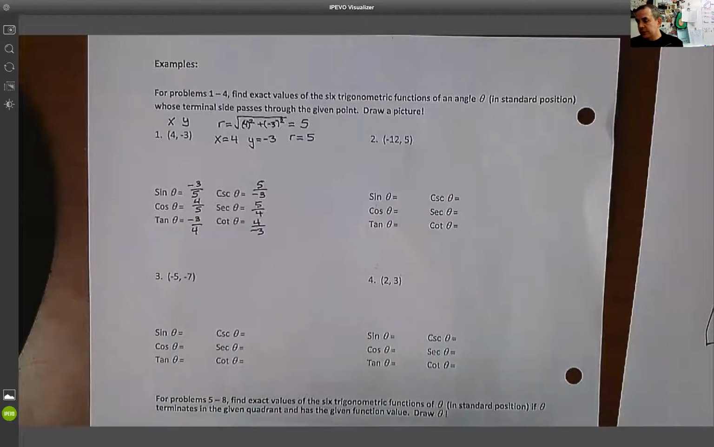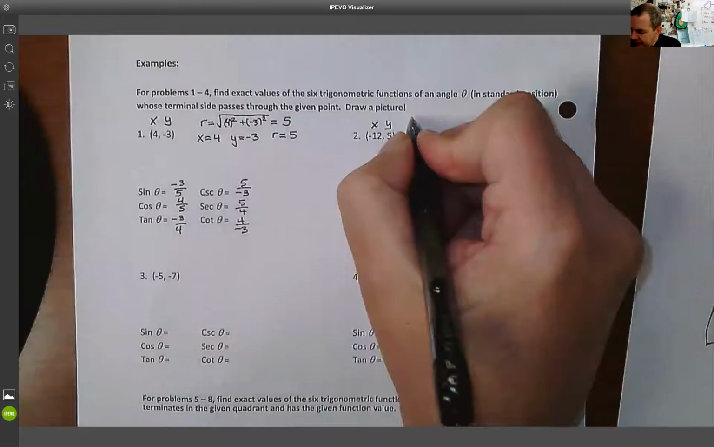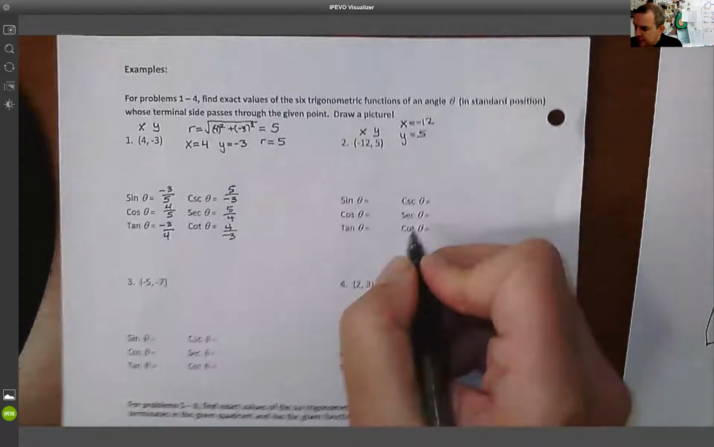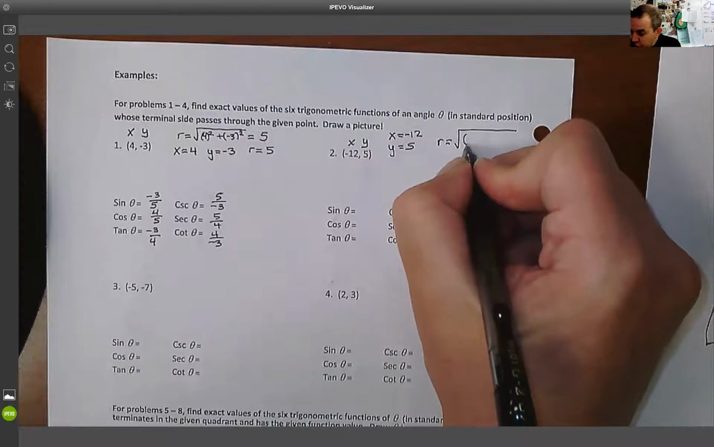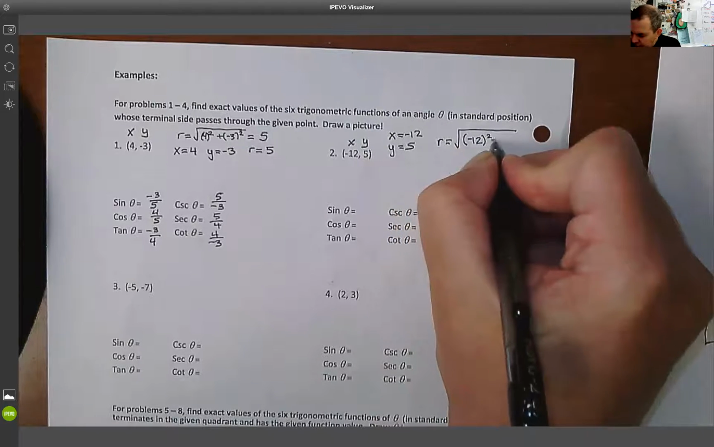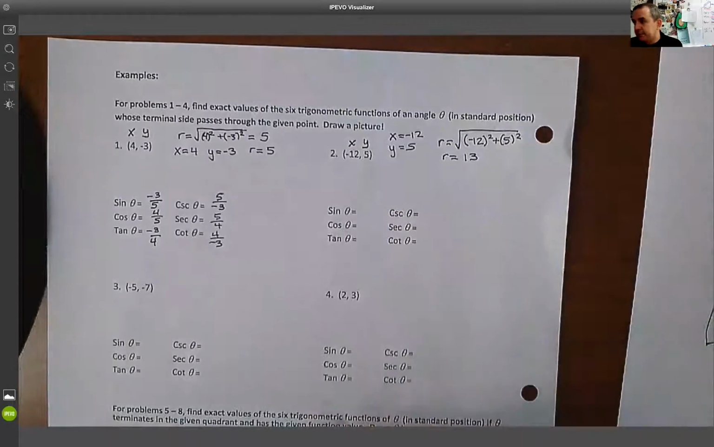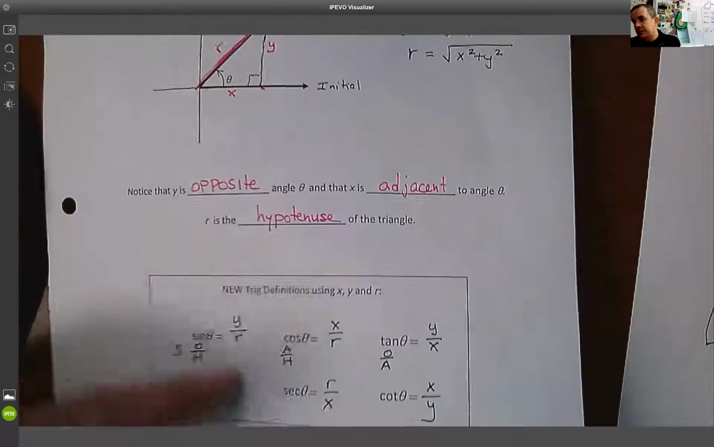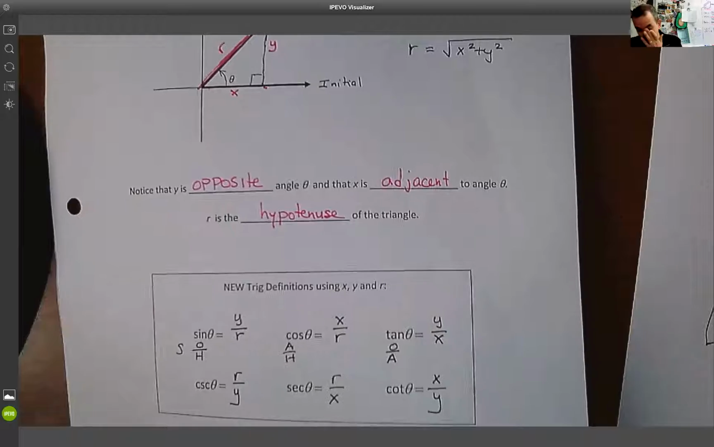Again, what you're doing is you're defining your x, you're defining your y. So in this case, x is -12. Y is going to be equal to 5. We're going to use that little formula to figure out our r. So again, it's going to be the square root of, using parentheses, -12 squared plus 5 squared. And you're going to find out that r equals 13. And then what you're going to do is just use these notations, which should be on your index card, to figure out how to write those trigonometric functions.